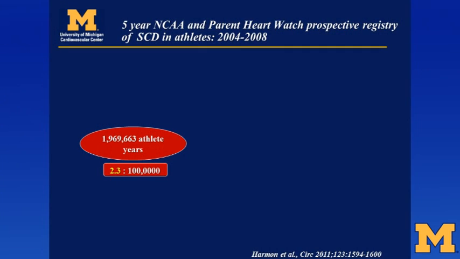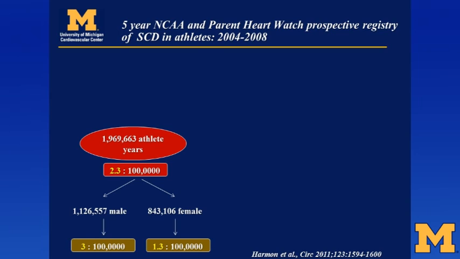So this was a really great study that was published earlier this year. And the reason it was so great was because it was a prospective registry and it was mandated. So this is a combined effort of the NCAA and Parent Heart Watch, who put together this registry of athletes participating in all NCAA sports, all 3 divisions, men and women, from 2004 to 2008. And altogether, they had almost 2 million athlete years as their denominator. And the incidence of sudden cardiac death, this is only sudden cardiac death, they did not include sudden cardiac arrest here, was 2.3 in 100,000. So that number is lower than the general population, but quite a bit higher than the other registry that I just showed you on the previous slide.